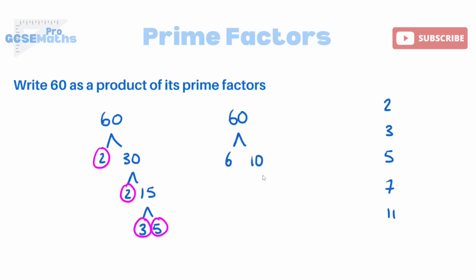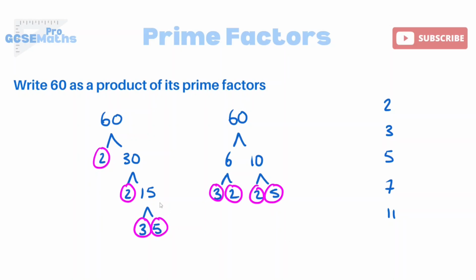Now, neither 6 or 10 are prime numbers, but that's fine because what you'd have to then do is break both of them down further. So you'd go 6 is 3 and 2, and 10 is 2 and 5. Do you see how we end up with the same numbers? We've got 2 2s, we've got a 3 and a 5. So it's whichever of these 2 trees you prefer.